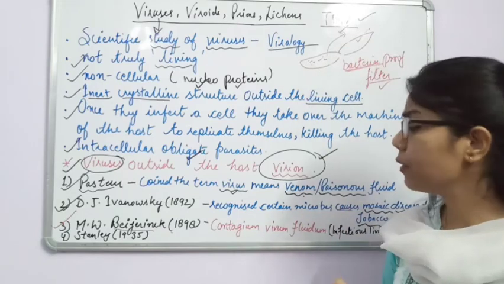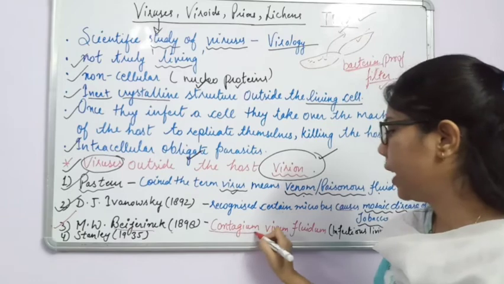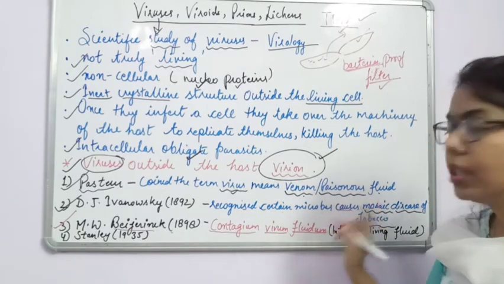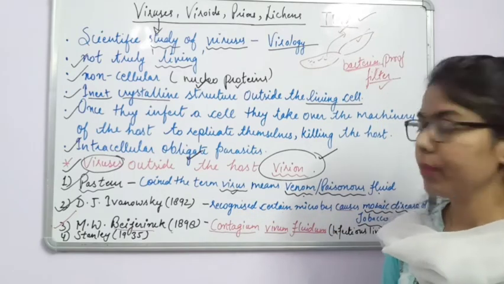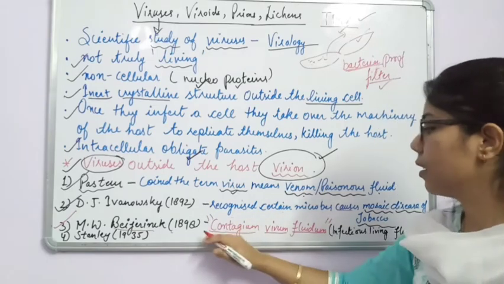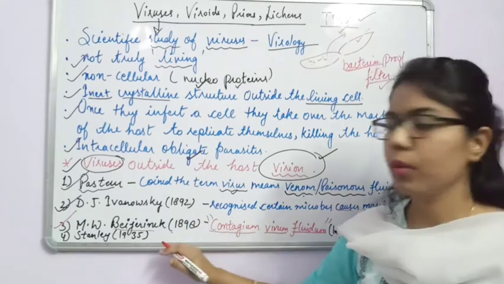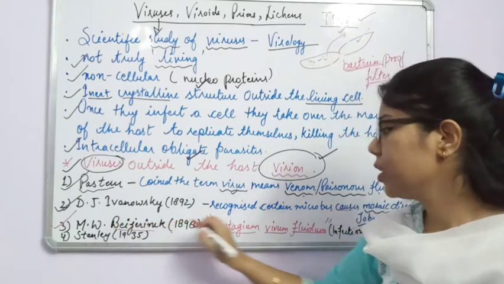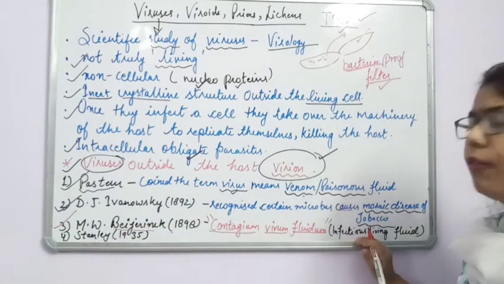And this fluid's name is Contagium vivum fluidum. This point is very important. In the examination it can be asked: this term was given by whom? It was given by Beijerinck. This fluid is an infectious fluid.